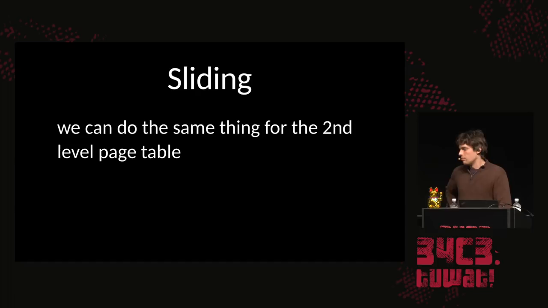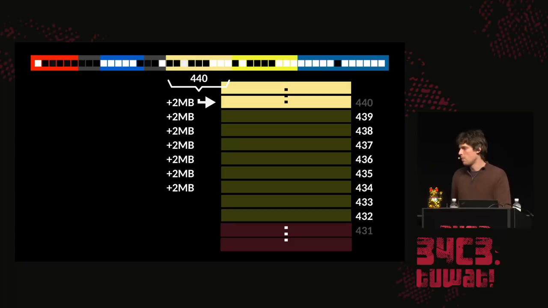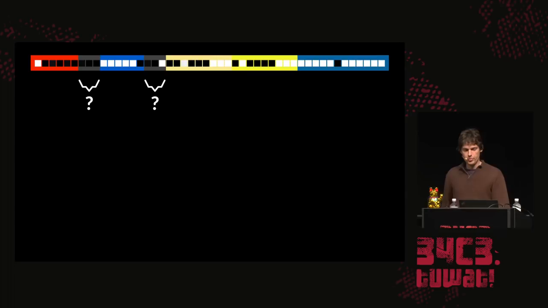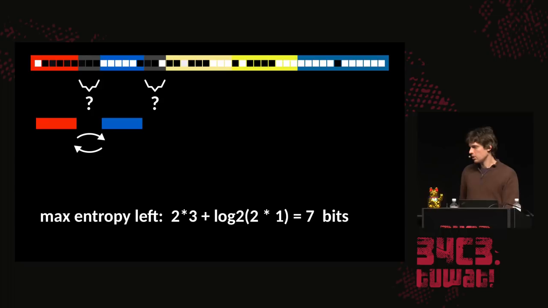This technique we can also do for the second level page tables. This time we add 2 megabytes. Still not that bad. That's problematic to do from JavaScript. And then we get the whole second level page table entry. So how much entropy is left? Well, we have got 2 chunks of 3 bits, and we don't know which cache line belongs to which page table level. So we are left with 7 bits. And I think for this, there's not a lot to do about this if we want to have good timers in JavaScript.